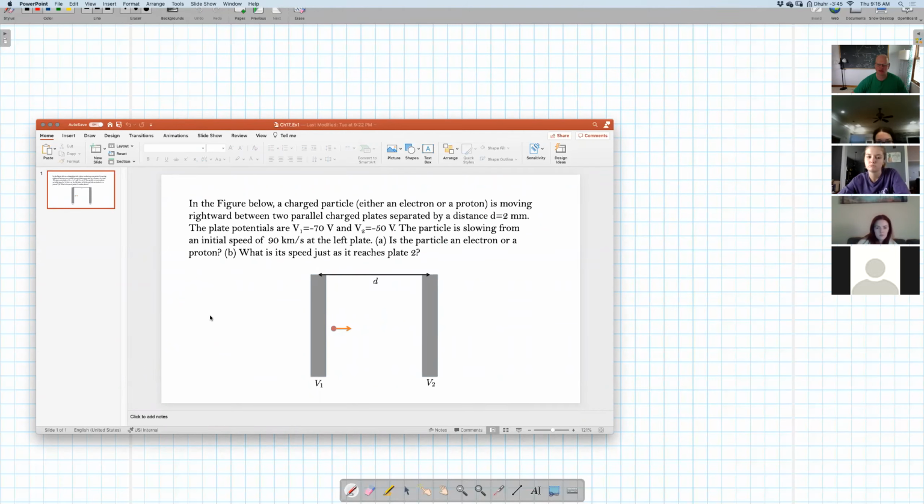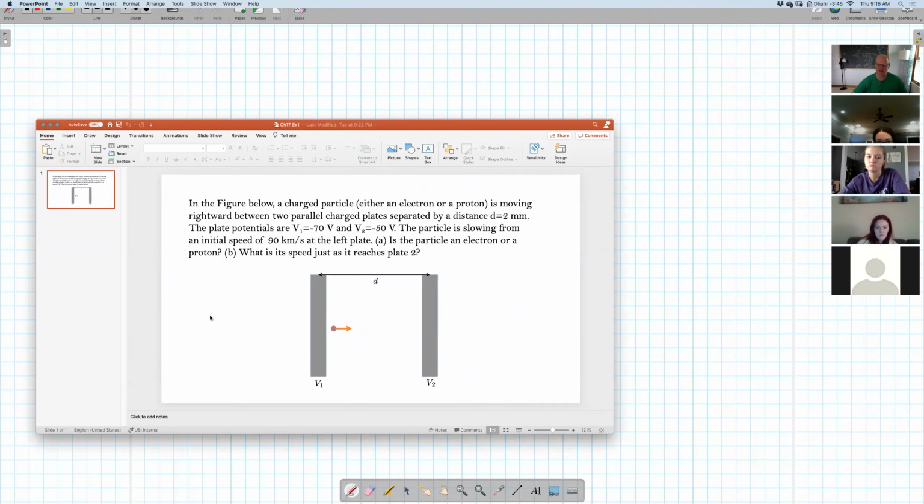So let's redraw our situation. Here is our first plate, where again, we're told this has minus 70 volts. Here is our second plate, which we know has minus 50 volts. Here is our charged particle moving this way with an initial velocity equal to 90 kilometers per second. And we know that by the time it gets here, its new velocity V is less than 90 kilometers per second. So we know it's moving slower.